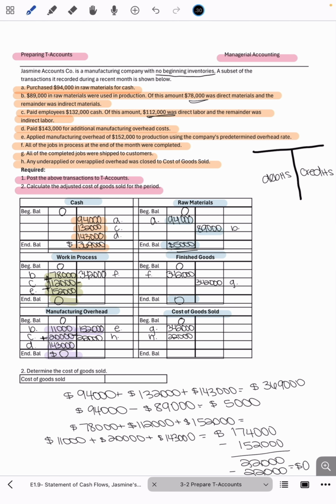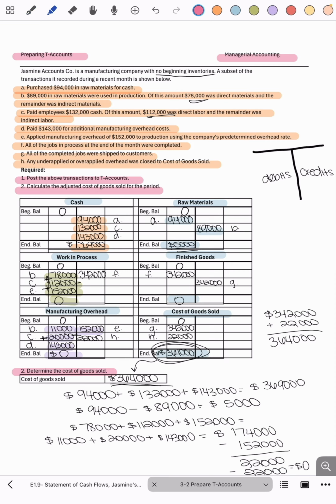And then now we have cost of goods sold that we have to figure out, and what we're going to do is just add $342,000 to $22,000. So 342,000 plus 22,000 is going to be 364,000, and that's going to go right here on the debit side of cost of goods sold. The last thing it wants us to do is determine the cost of goods sold, and to do that, all we're going to do is take our ending balance over here from cost of goods sold and put it right here as our cost of goods sold. So this is going to be 364,000, and that completes it.